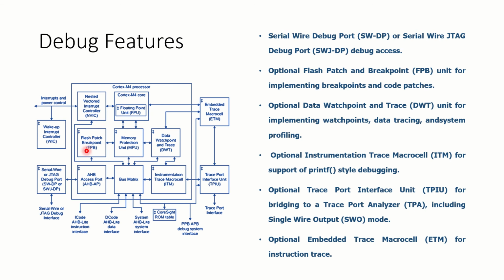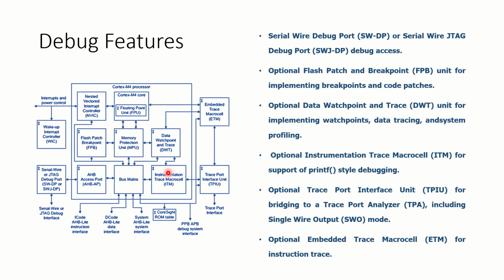We have got an optional flash patch and breakpoint FPB unit available in the system, which will help me out in implementing the debugging process, and implementing the breakpoints as well as the code patches. This is the flash patch breakpoint, we call it FPB. We have got optional data watchpoint and trace, DWT. This is all optional. You can see that the tick mark here is telling you that all these are optional. And an optional data watchpoint and trace unit for implementing the watchpoints. And you can go with the profiling, and the data tracing is much easier.